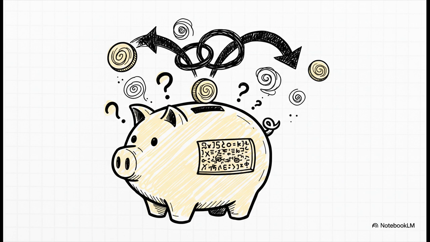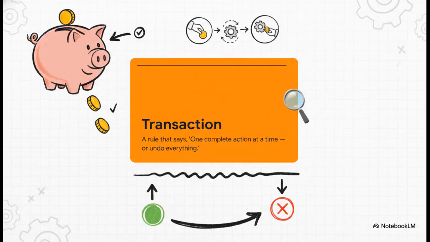That's the core of it. This is the fundamental problem of concurrency. Just lots of things trying to happen all at once. So, how do we fix this? Well, we bring in this really powerful rule called a transaction. Think of it like a strict parent telling the piggy bank, listen up, you are only allowed to do one complete action at a time. And if any little part of that action fails for any reason, you have to hit the undo button on the whole thing and pretend it never even started. It's a true all-or-nothing deal.